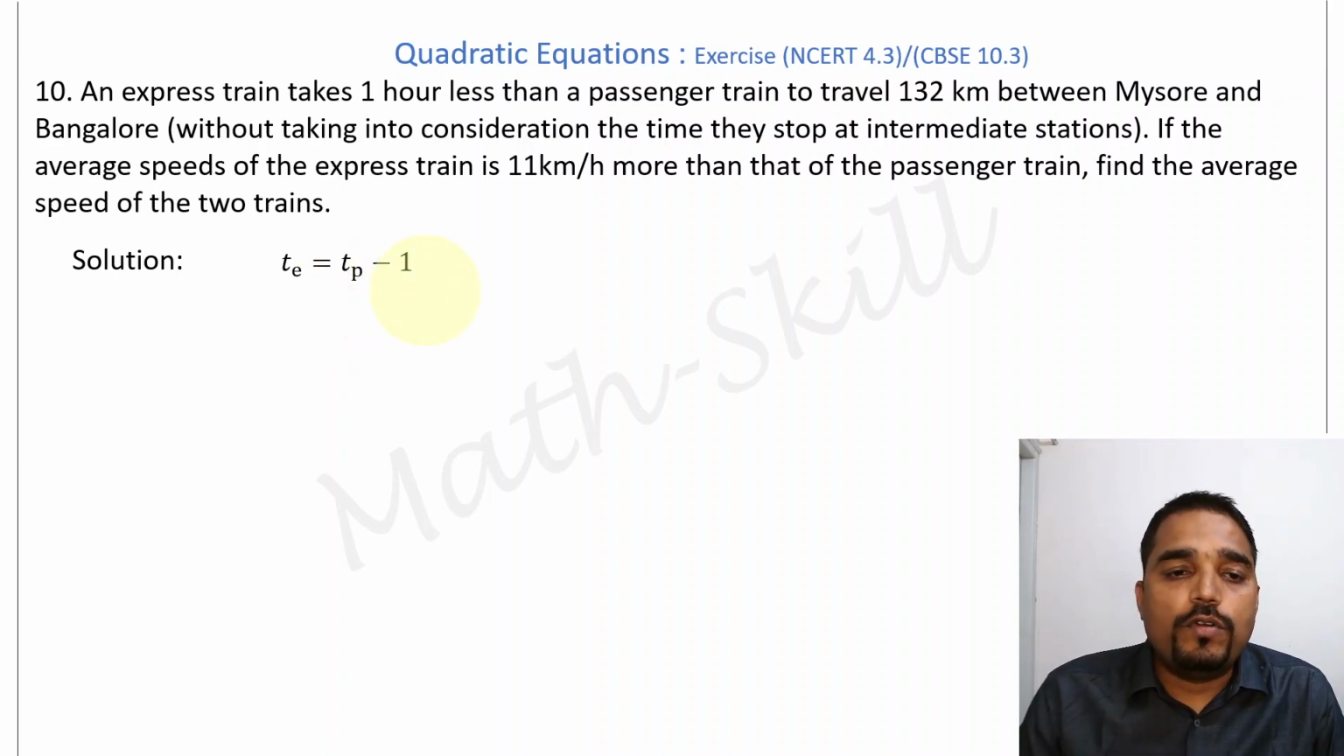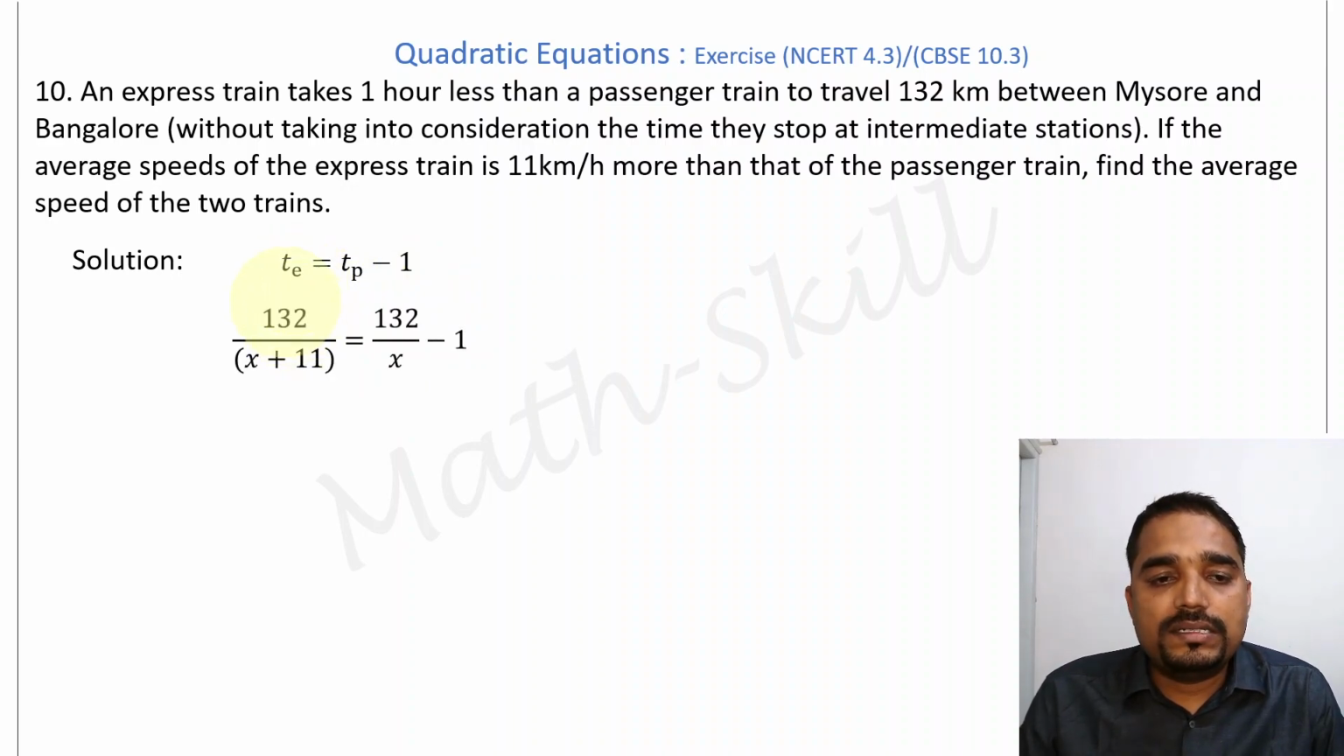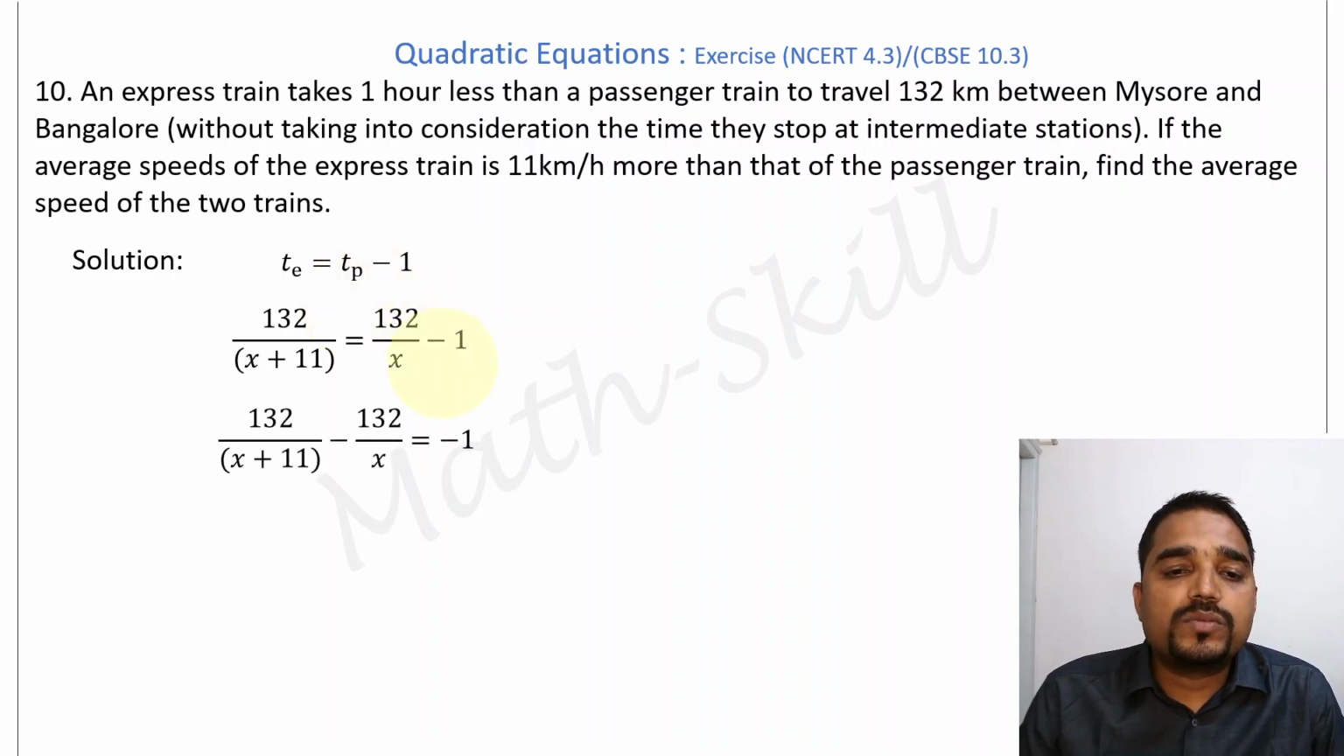That is, we have found the values: the express train is moving faster, so 132 divided by x plus 11 is equal to the time taken by the passenger train, 132 divided by x, minus 1. So in order to find the value of x by building a quadratic equation, let us transpose the term 132 divided by x towards the LHS. Upon transpose, plus 132 divided by x becomes minus 132 divided by x, is equal to minus 1, which remains in the RHS as it is.